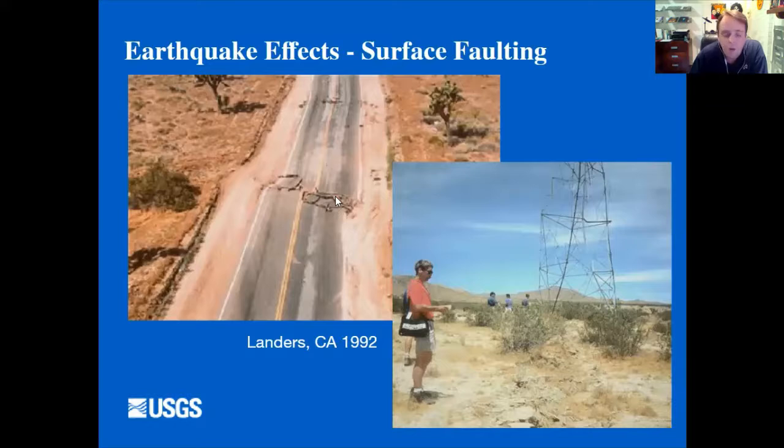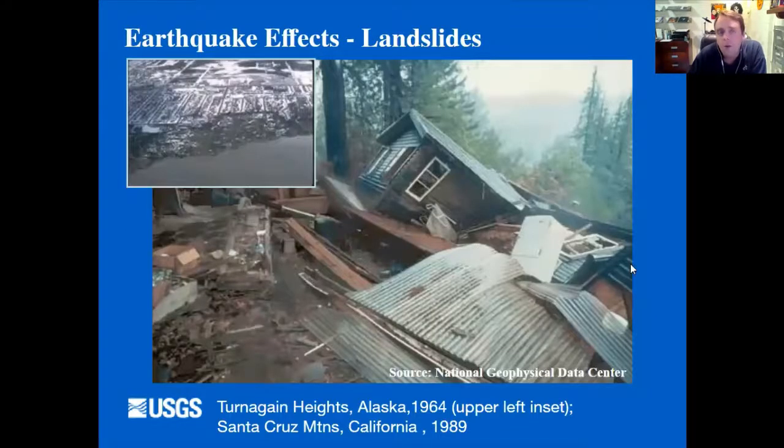Surface faulting is where the ground faults very quickly. You can see where this highway just kind of shifted due to an earthquake in 1992. Another effect can be landslides. If you have loose soils on the side of a mountain during an earthquake, the structures that are built on the side can actually slide down.